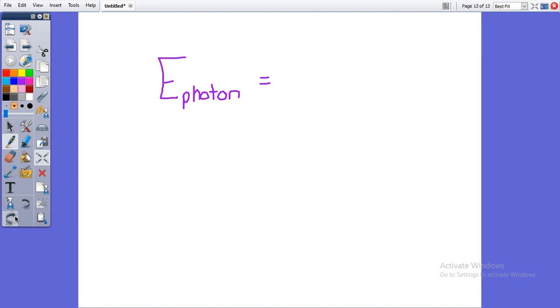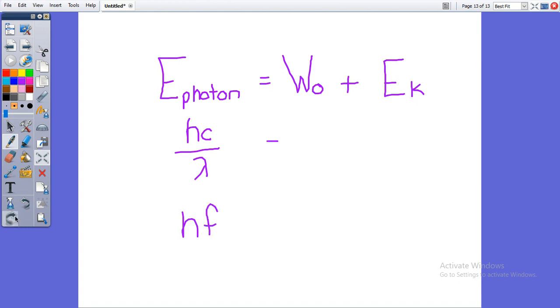Now it needs some of that energy to just be emitted, and you should be able to all shout out that that energy is called the work function. But now the electron has some extra energy, and that extra energy is the kinetic energy. Now, they're not always going to give you the energy of the photon. They might give you the wavelength of the photon, but you can convert, because you know from your information sheet that E is equal to hc over lambda. Sometimes they might give you the frequency, but you also know that E is equal to hf.